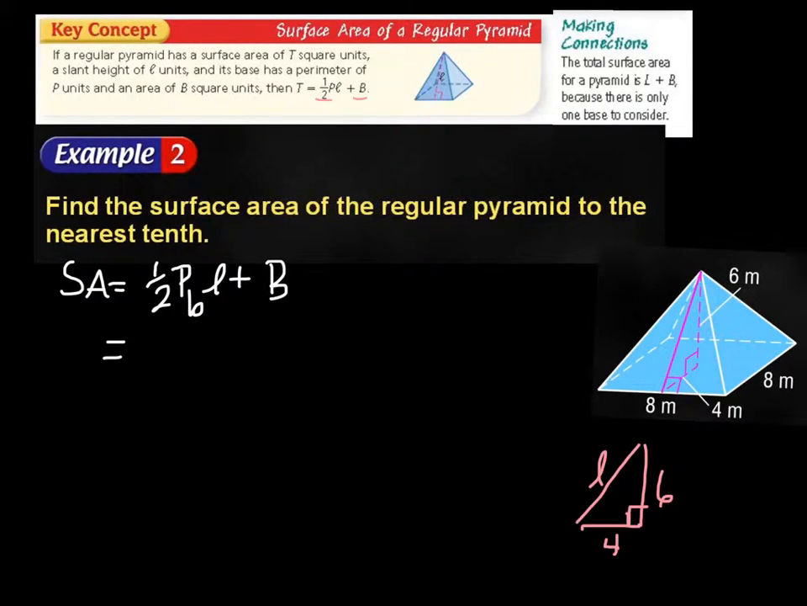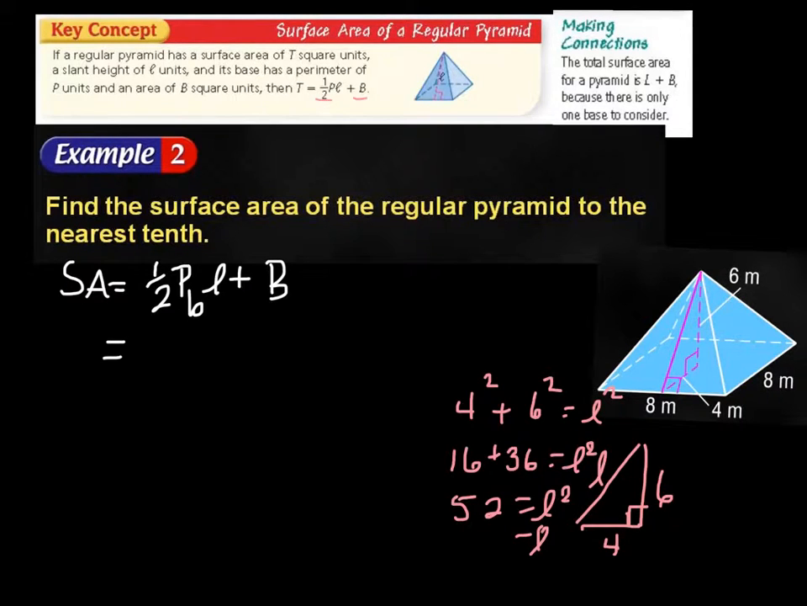Find the surface area of the regular pyramid to the nearest tenth. Okay, I have a lovely formula, and I can get the perimeter of my base, I can get the area of my base, but they didn't tell me the slant height. Rats, we have to use the Pythagorean theorem to find it. Not a biggie. So we're going to do 4 squared plus 6 squared equals L squared. So 16 plus 36, and the square root of 52 is going to be about 7.2.